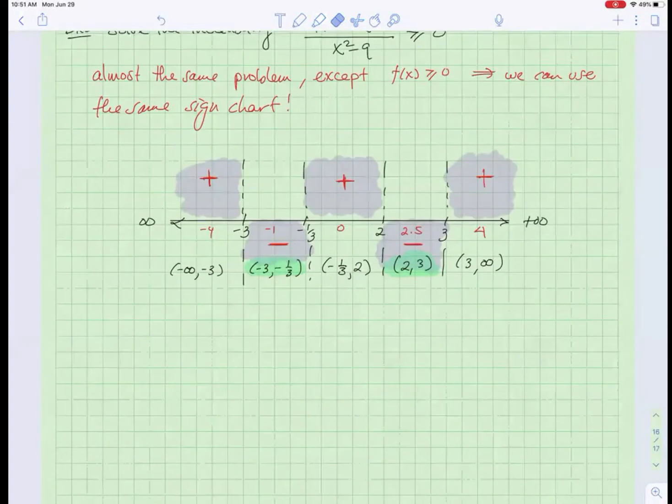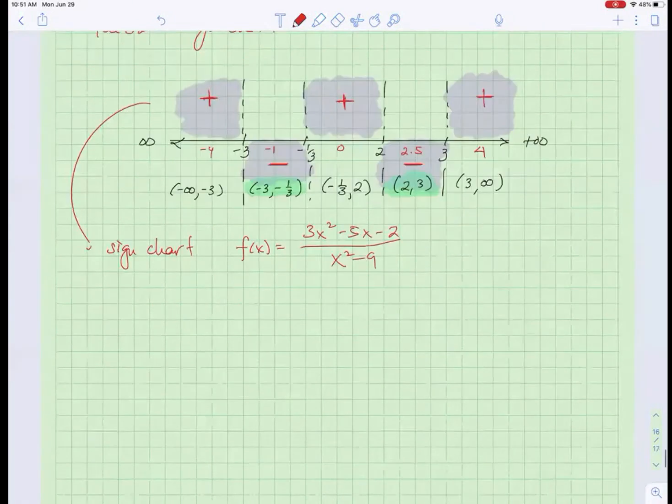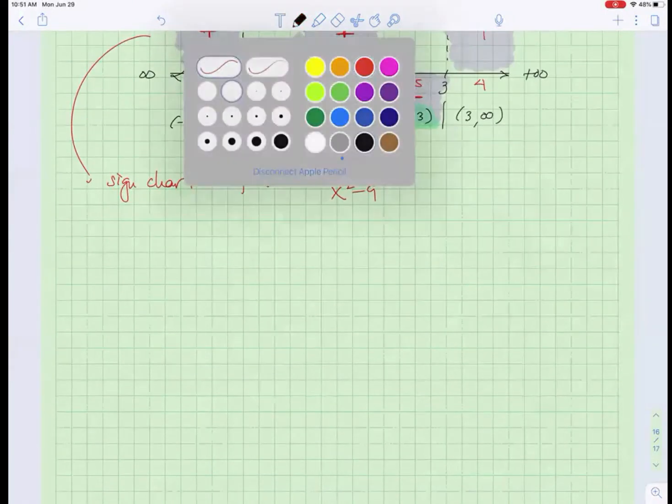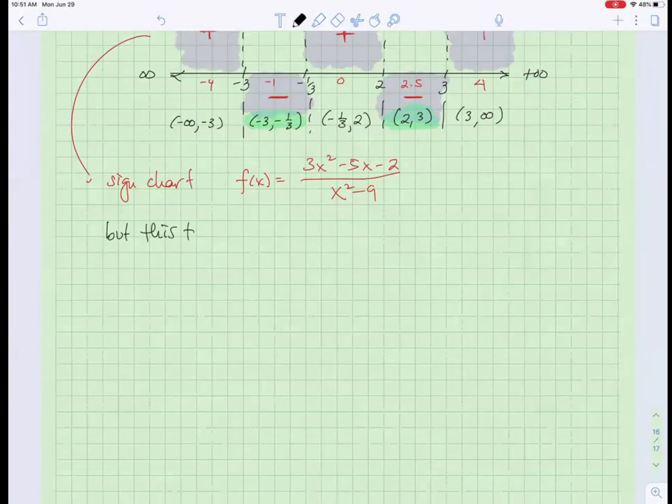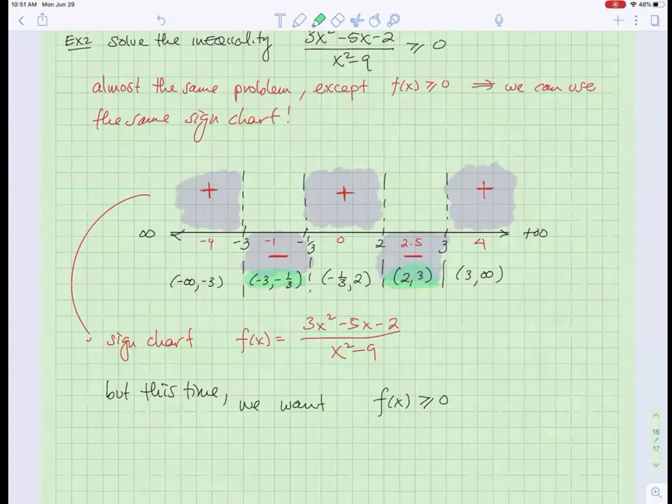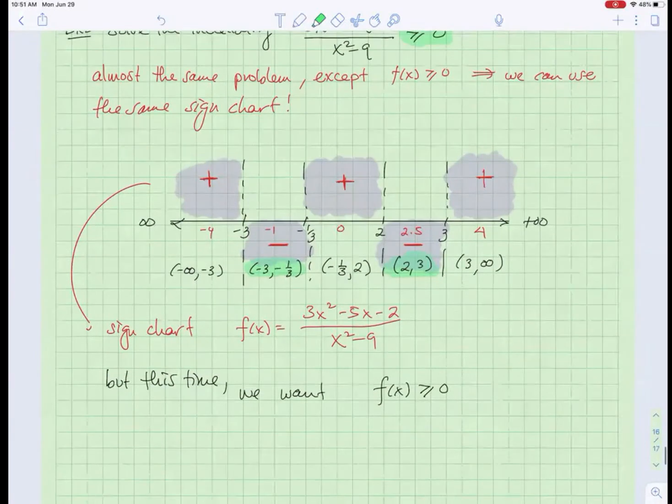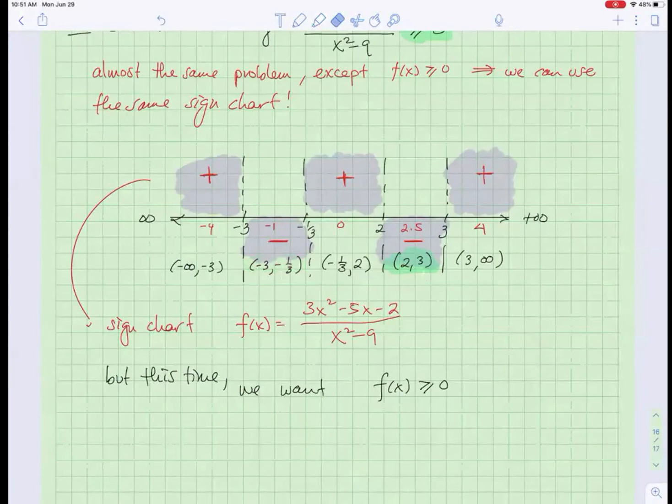Now, this is the sign chart for f of x equals 3x squared minus 5x minus 2 over x squared minus 9. But this time, we want f of x greater than or equal to 0, according to this inequality here. So that means this time we don't want the negative intervals. This time, we want the intervals where it's positive or greater than 0.